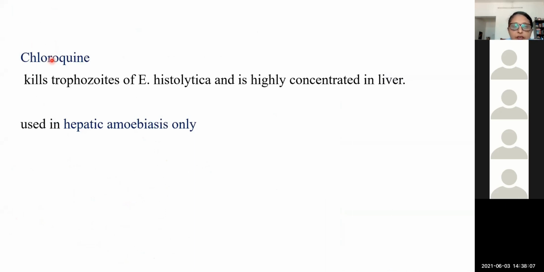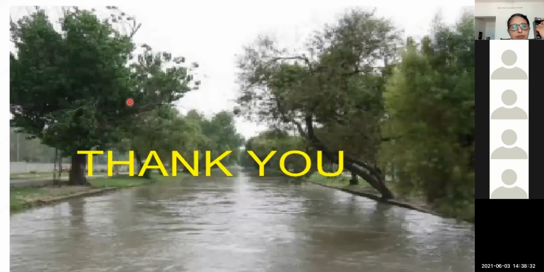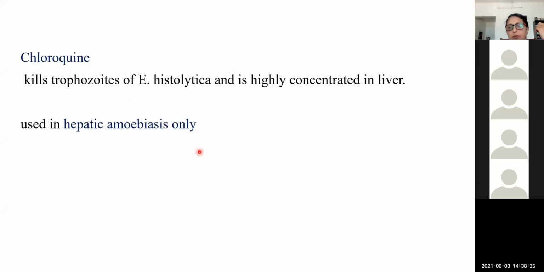Then the next drug is chloroquine. We have already studied everything about chloroquine when we studied malaria. This also kills the trophozoites of amoebiasis, but it is used only for hepatic amoebiasis. In intestinal amoebiasis we cannot use it. It is only for extraintestinal hepatic amoebiasis. So for extraintestinal amoebiasis we can give chloroquine. It will be continued. I am stopping it here. One more class will be there for amoebiasis.